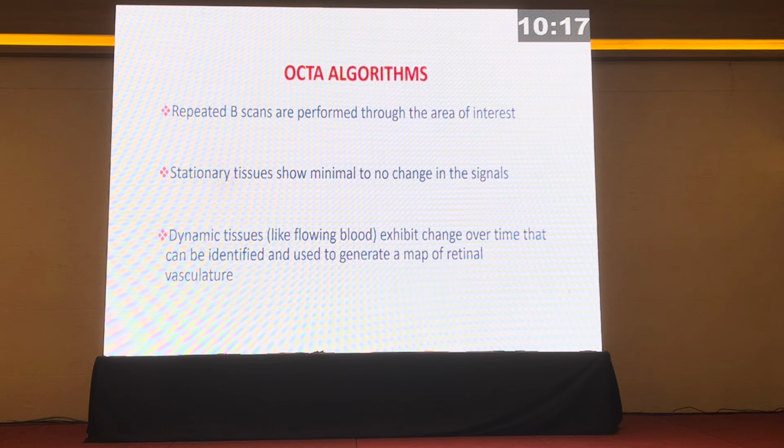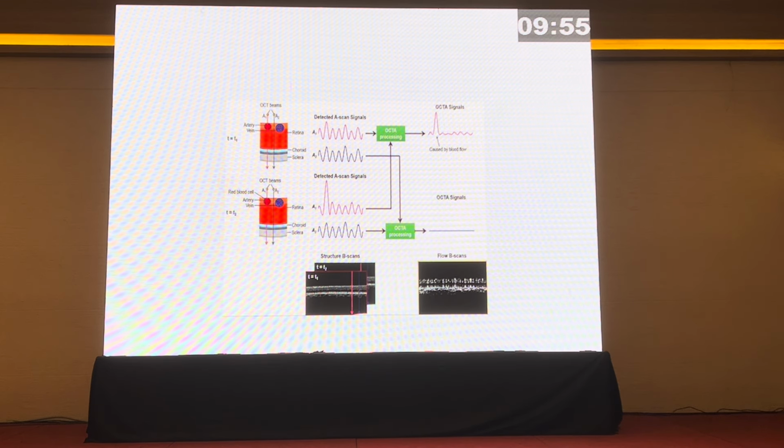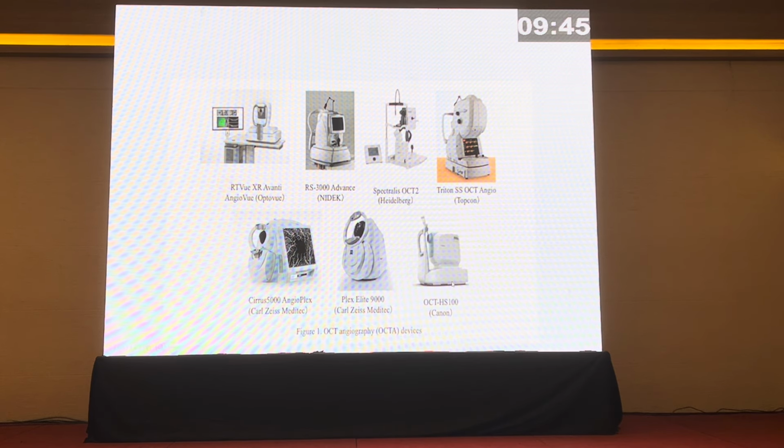And stationary tissues show minimal or no change to the signal, whereas dynamic tissues like flowing blood will show the changes, and these are depicted, and this is layered on top of the normal structural OCT. So not only do we get the structural OCT, which we already know for the last 20 years, along with that we get the flow as well. So this is how the detected normal A scan images and the OCT A signals will produce flow B scans, which are a little different from this. So these are the commercially available OCT angiography machines.